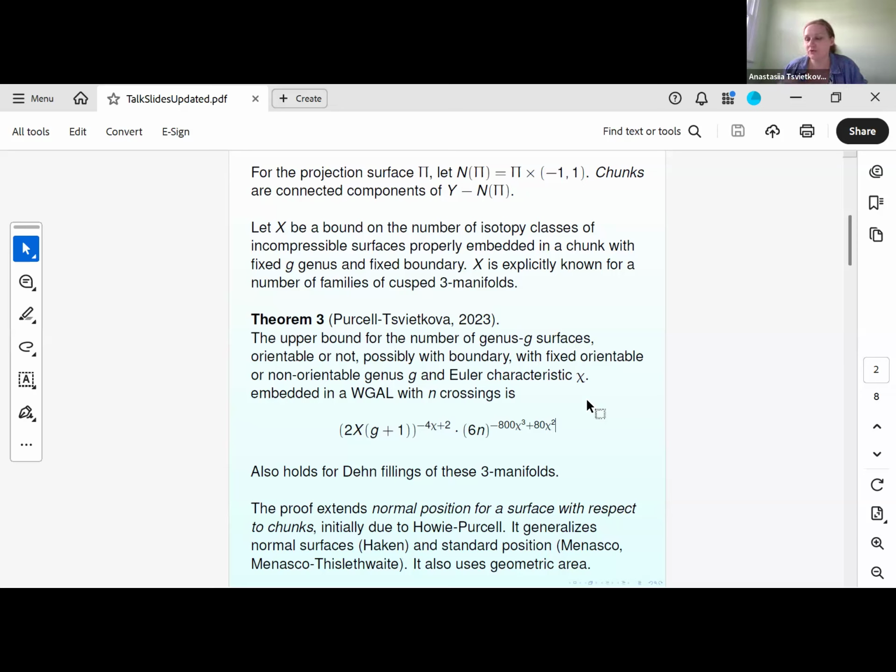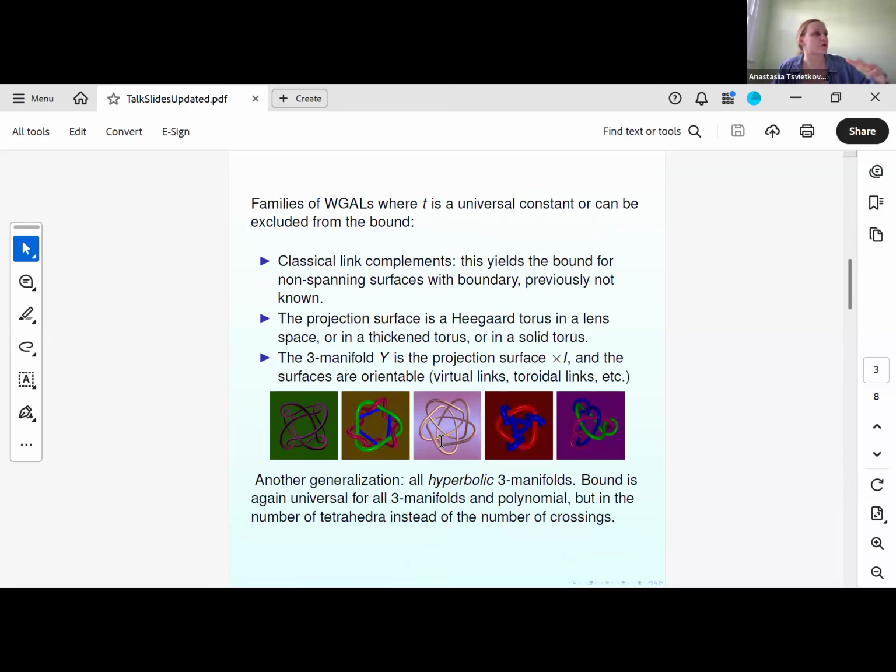But we also use some geometry. Here you take this intuition from alternating links and you apply it to a very wide family of manifolds. And it turns out you can take it in a way even further. But first, let me tell you maybe when this bound gets simple.